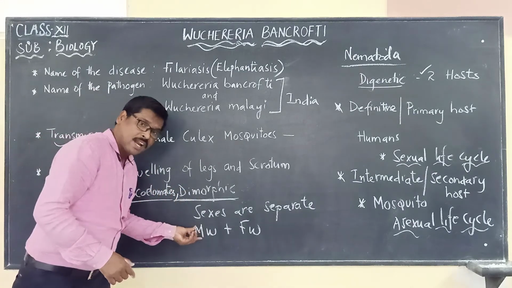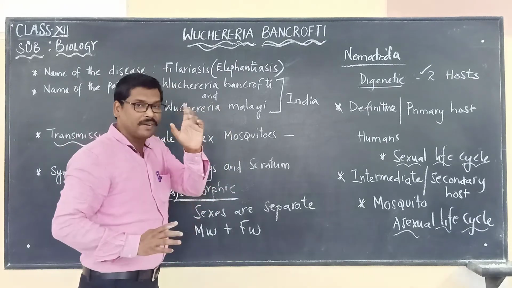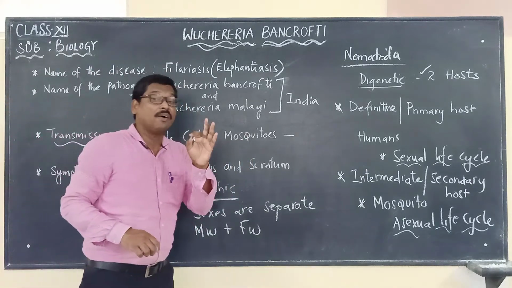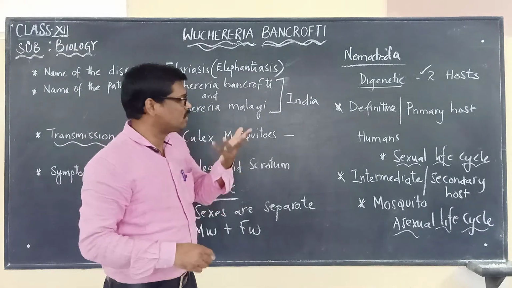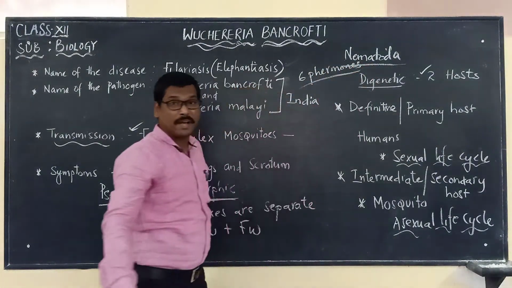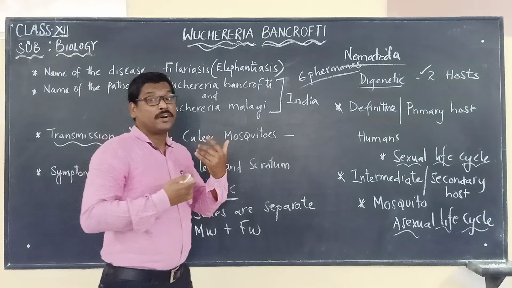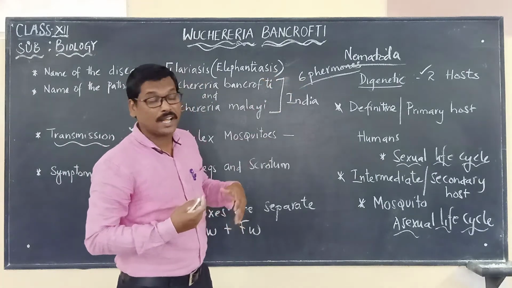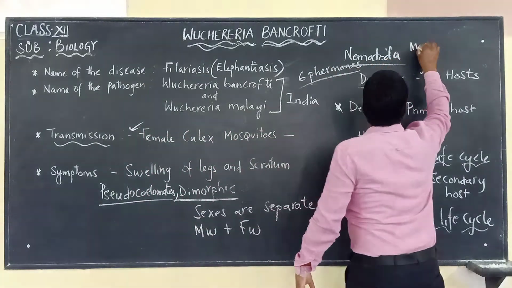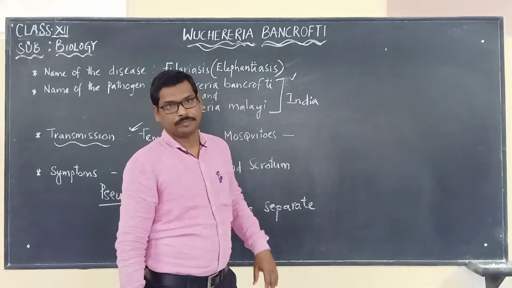When we say that there are male and female worms, we have to remember that they are tightly coiled with each other and present in the lymphatic vessels. Scientists have discovered in their research that there will be 6 pheromones released by the female to attract the male worm. And how will the male worm identify these 6 pheromones released by the female? We will see now.